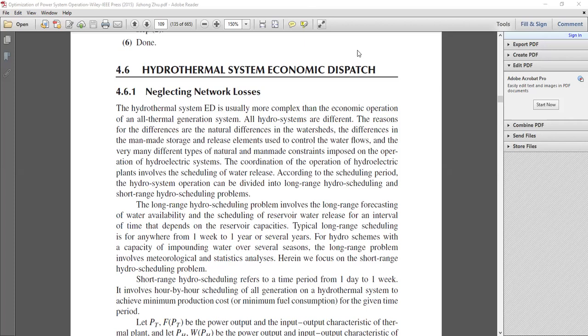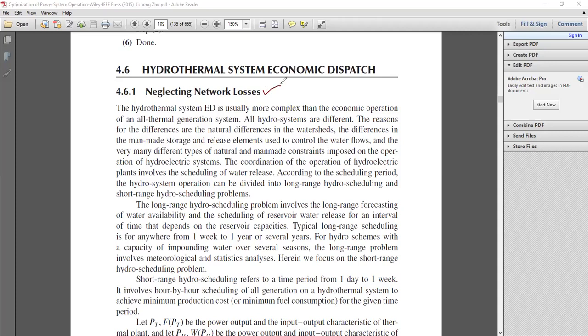We'll be continuing with the same topic that we discussed in the last class. So we'll be having a little review on the topic that we discussed in the last class, that is hydrothermal system economic dispatch, where we considered that we have the presence of both thermal generation system and hydropower generation system, and both of them are contributing to a common load. So we started with the scenario where we were neglecting the losses.